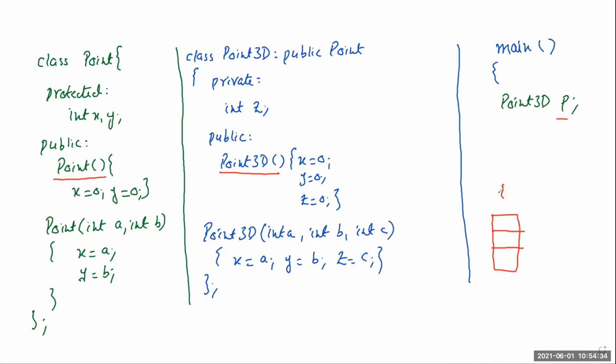This is your P. You have X, Y, and Z, right? When you create an object, first the default constructor of Point is called, meaning the parent is called, and these are executed. What is written here? X gets the value 0, Y gets the value 0. Then you come back here and you call the constructor of the child class, in which again you are writing X gets the value 0, Y gets the value 0. So you are again saying change it to 0, change it to 0, and then you are saying put Z equal to 0.